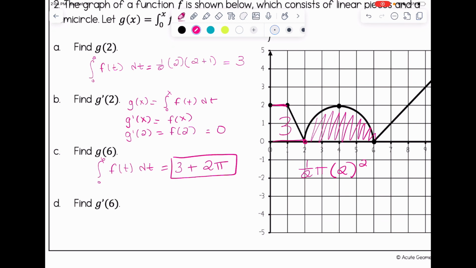And finally, part D is similar to part B. Since we know that g prime of x is equal to f of x, g prime of 6 is just equal to whatever f of 6 is, and that happens to be 0 again on our graph.